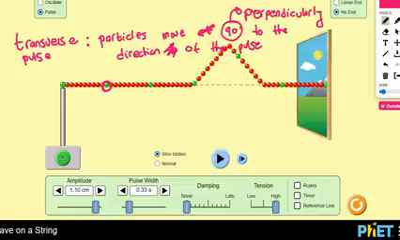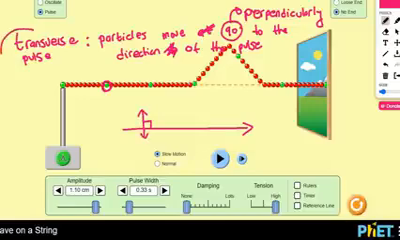So perpendicular means that if the wave is going in this direction, so the wave was going from left to right, but what are the people doing? They are going in this direction. They're moving upwards and downwards. So that makes a 90-degree angle over there. And so that is what transverse means. Transverse is when you have 90 degrees.